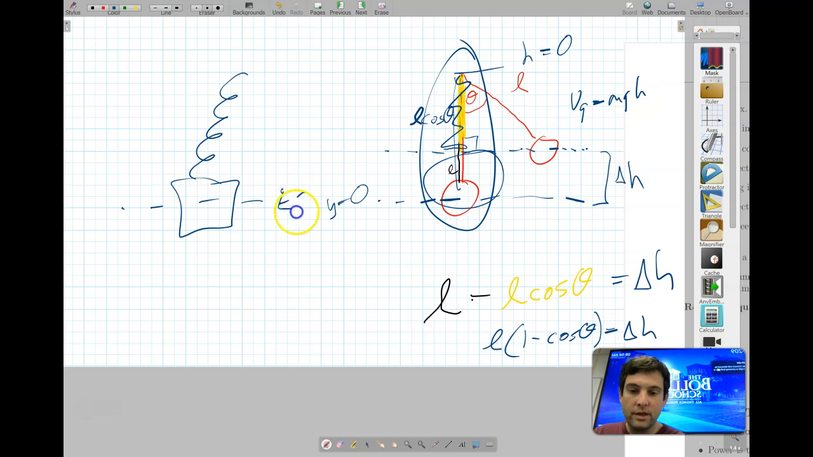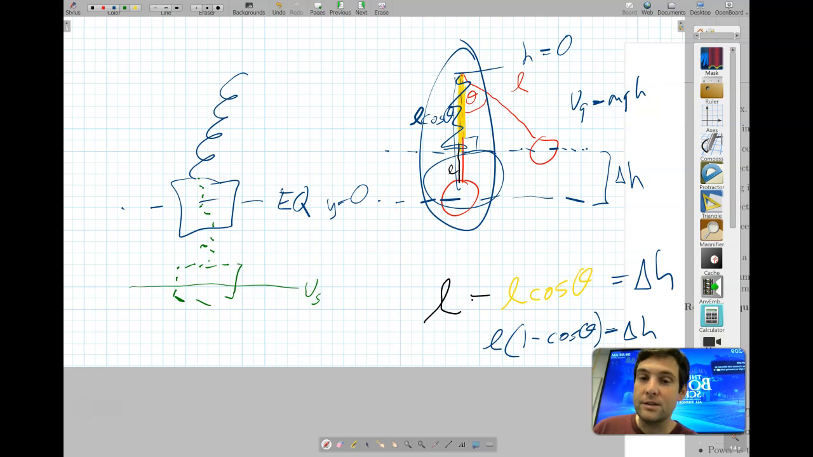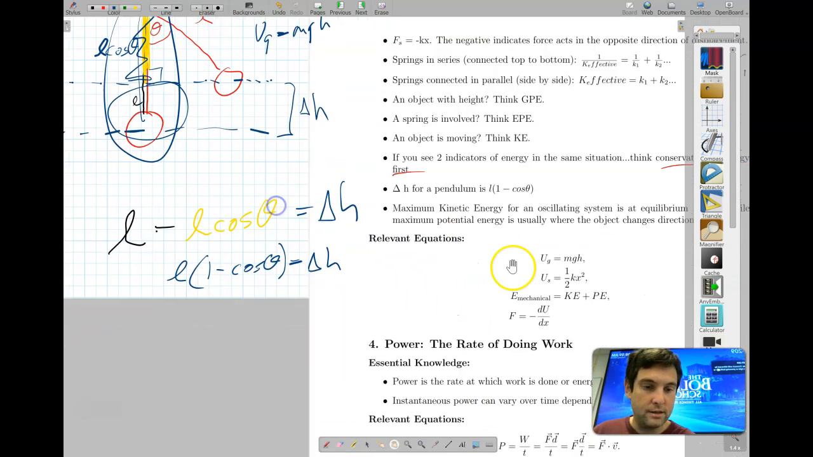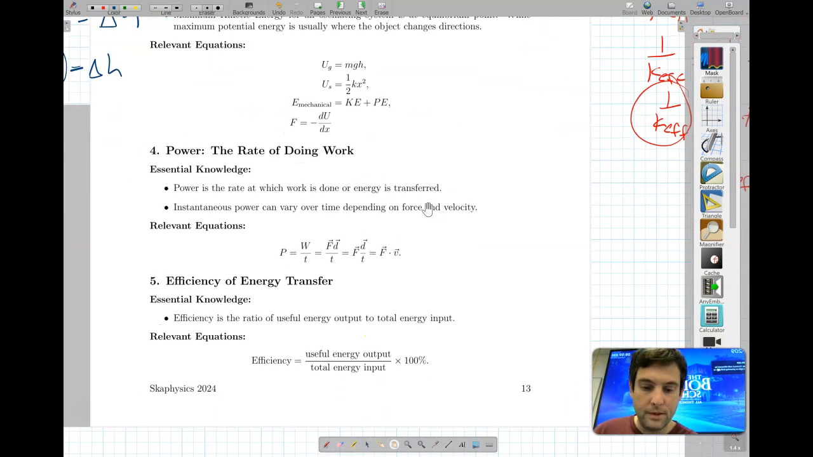If this is our equilibrium point, as the mass comes down further and the spring is stretched, this is where we have our maximum spring or elastic potential energy. And then at the equilibrium point, as it passes through, that's where the maximum kinetic energy is going to be. Yes, this is true for a spring attached to a box on a horizontal surface that's frictionless. If there's friction and it's dampened, make sure you treat it properly as a force. There's our relevant equations.